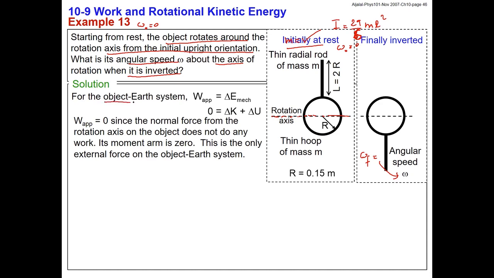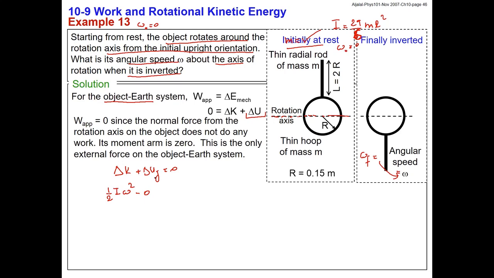Now, if I take an Earth-object system, I will have conservation of mechanical energy. Only the gravitational force is doing work, and its work is embedded in delta UG. So delta K plus delta UG is equal to 0. Delta K, it's an object which is rotating, so it will be K final minus K initial. K final is half I omega squared, where omega final is equal to omega. K initial is 0 because omega initial is 0.